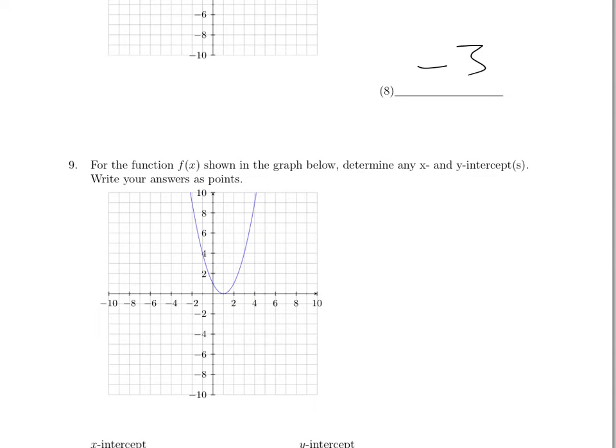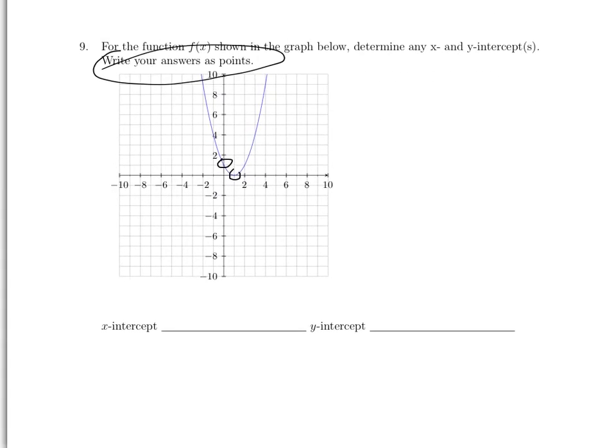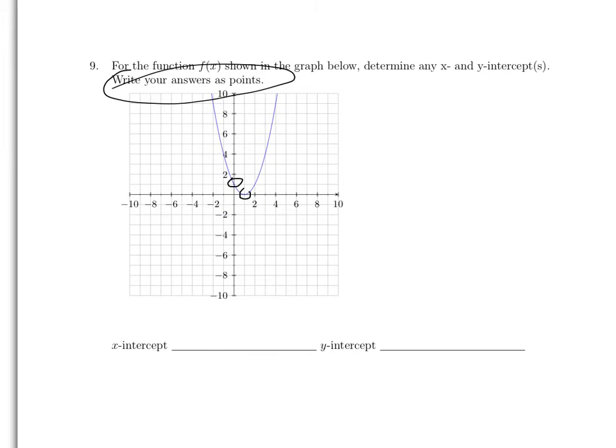Again, graphically, we're looking for x and y-intercepts. So as long as we know what that means, x-intercept means the point on the x-axis, the y-intercept means the point on the y-axis, and it says write my answers as points, and so I want to do that. So the x-intercept, there's just one. It's 1, 0, right? There could be several x-intercepts, but in this case, the graph only touches the x-axis at one point. And then the y-intercept, there's only going to be one of those. In this case, it's 0, 1.